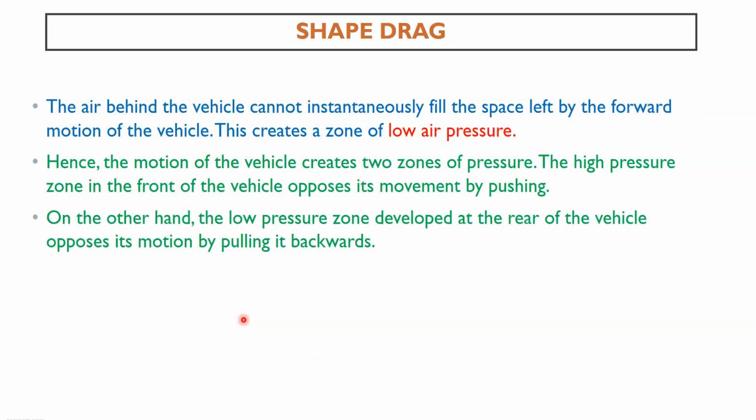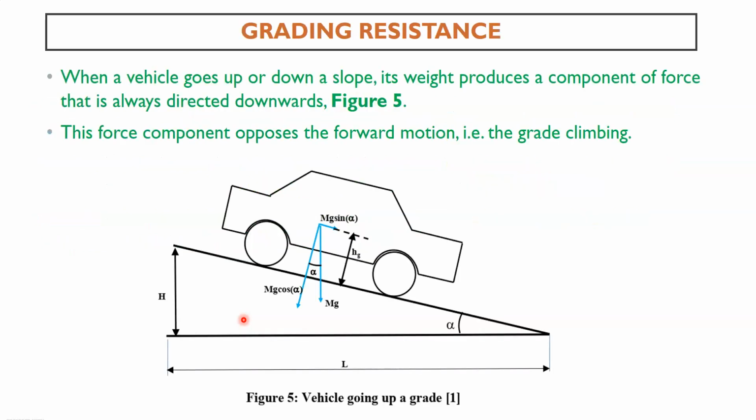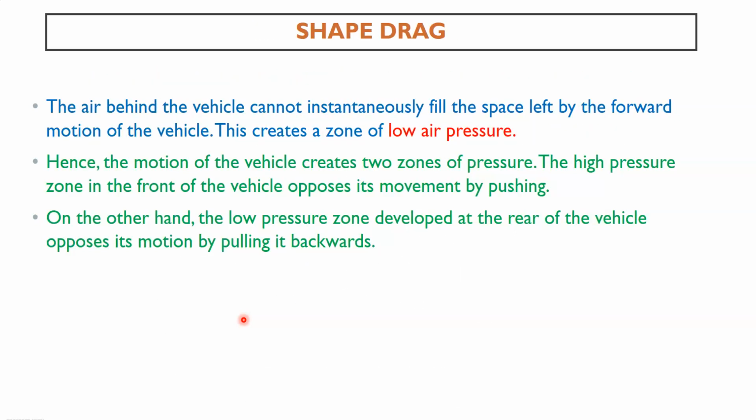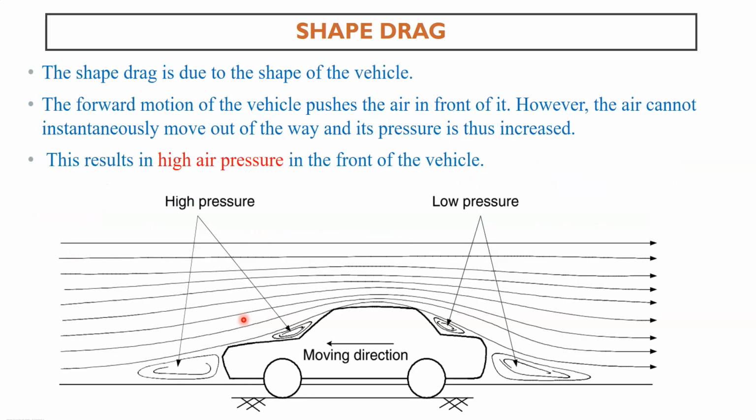Hence the motion of the vehicle creates two zones of pressure. The high pressure zone in the front of the vehicle opposes its motion by pushing. On the other hand, the low pressure zone that develops at the rear side of the vehicle opposes its motion by pulling it backward. So this is called shape drag. This is due to the shape of the vehicle.